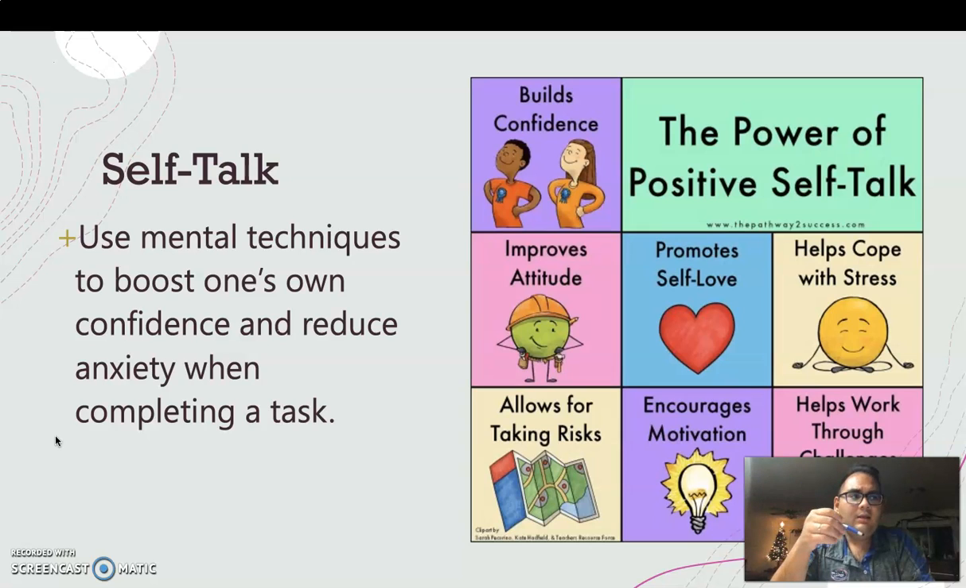I'm not dumb. I'm just going to try this in a different way. I'm going to do this again. I can do this. Even more, I have a teacher or an instructor that believes in me.